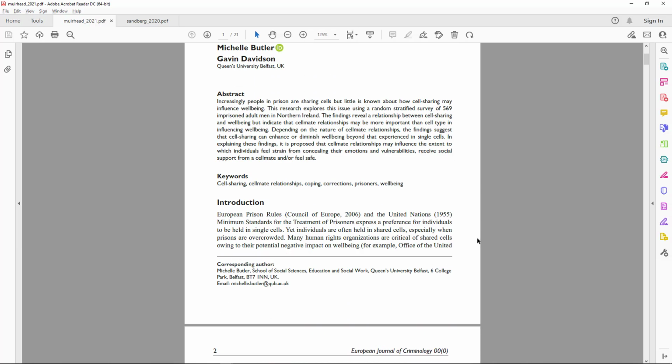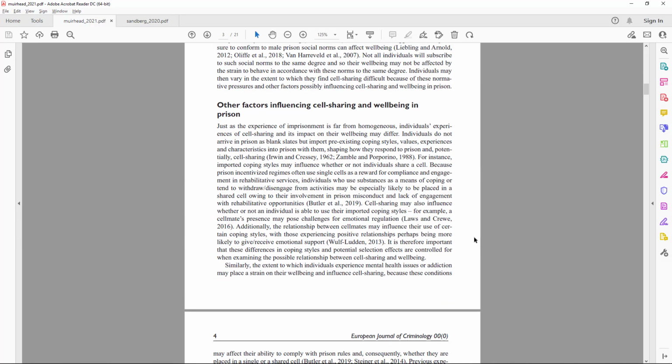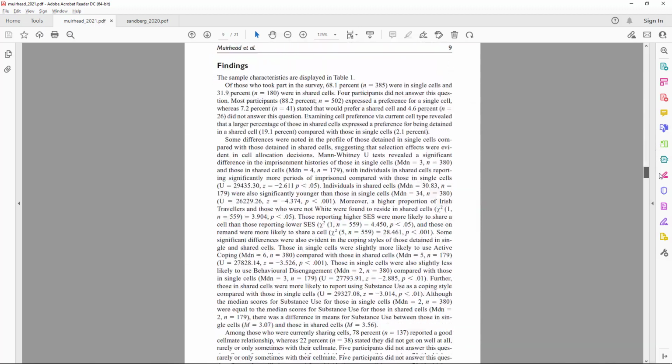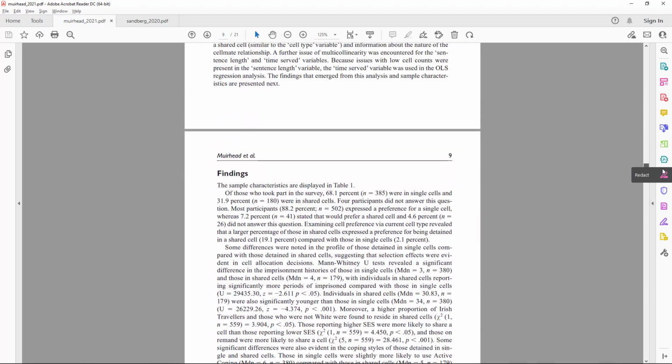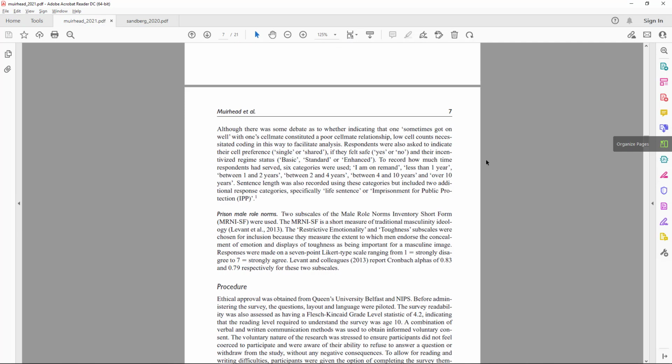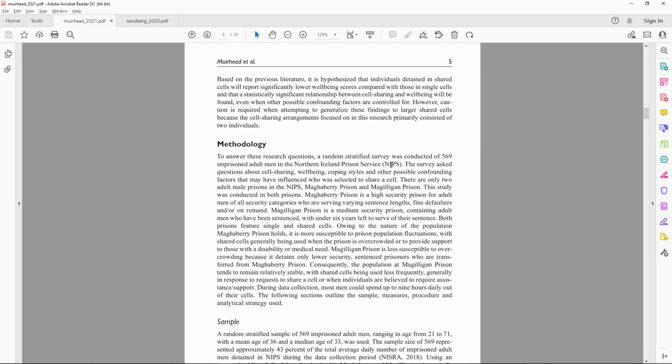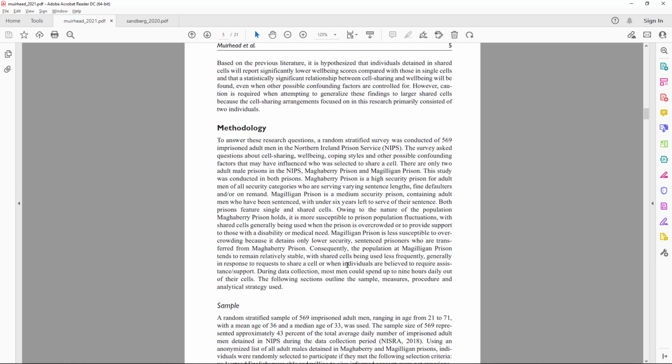And you'll see later on, if we go down to the method section, that they're using a survey and, as you'll see, statistical analysis to look at the relationship between cell sharing and well-being. They talk about the survey in the section just before the sample, and the fact that they administer this data collection instrument to prisoners at McGilligan and McGabry and so on. This is a quantitative method using self-administered surveys.